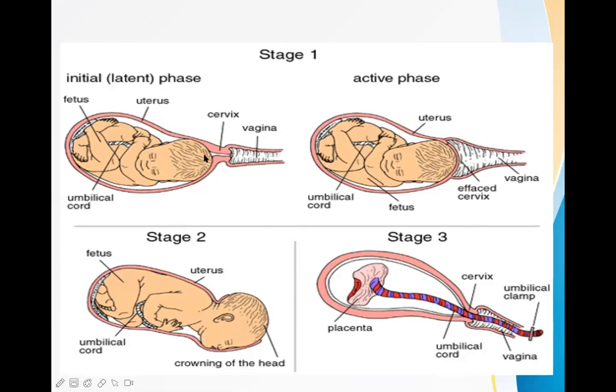Latent phase means the cervix will start to efface and dilate, and it takes a long time to reach 3 to 4 centimeters of cervical dilation. That is called latent phase. After the latent phase, there will be faster dilatation and effacement of the cervix, and that is known as active phase. You can clearly see in this picture. Look, the cervix is not properly effaced here, and here the cervix is very nicely effaced. In stage 2, the baby descends downwards, and stage 3 is the stage where placenta and membranes are delivered.